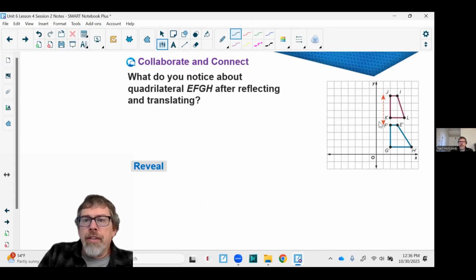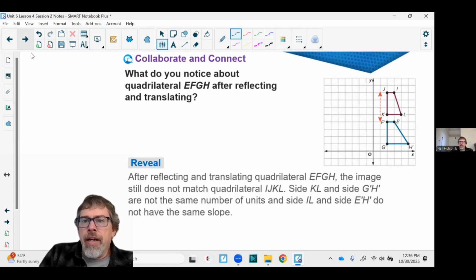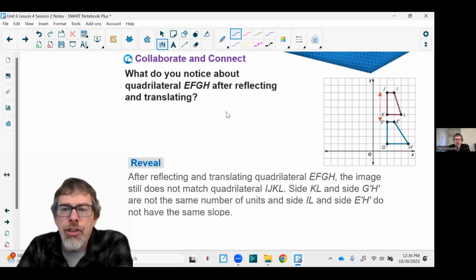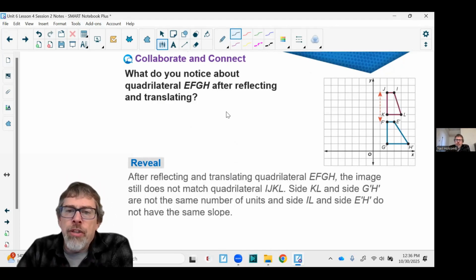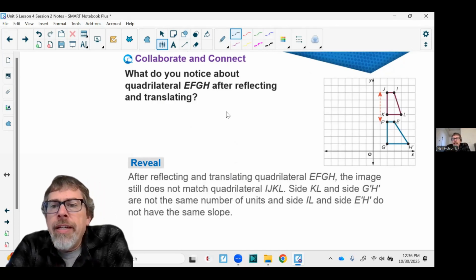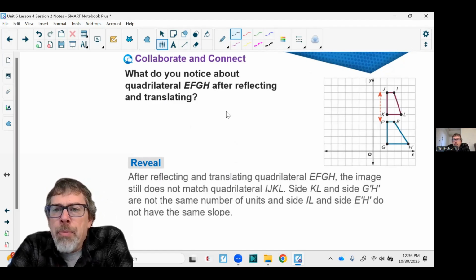Okay. So after we reflect and translate, we see that they are not the same shape or size. So after reflecting and translating quadrilateral EFGH, the image still does not match quadrilateral IJKL. Side KL and G prime H prime, the bottom ones, are not the same number of units, and side IL and side EH, therefore, would not have the same slope or the same length.